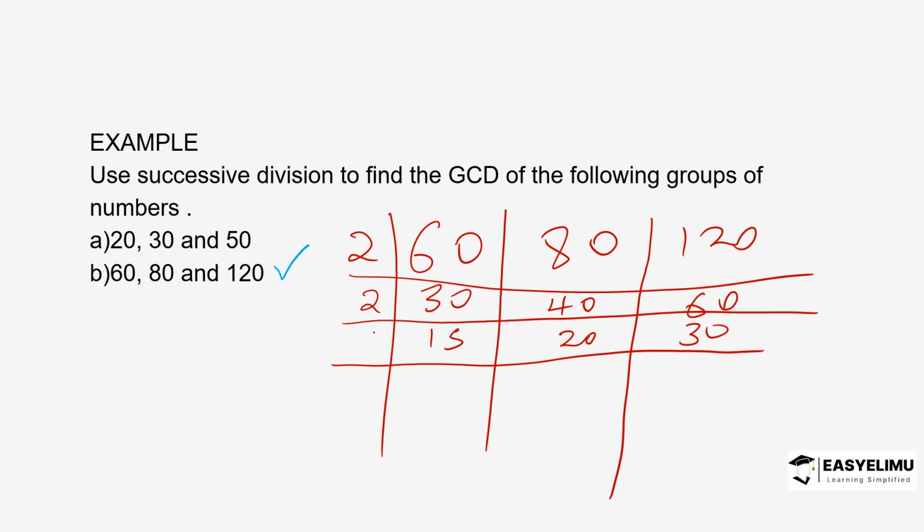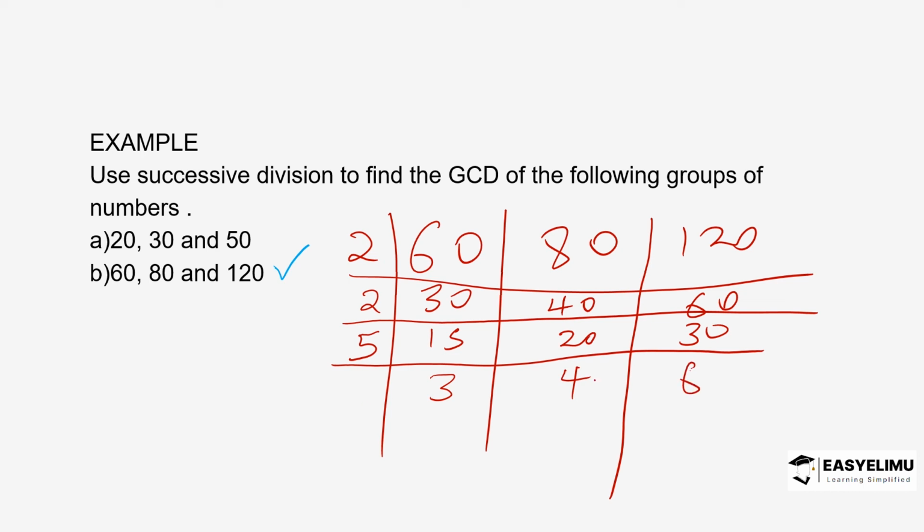So I'll go for 5. Remember, we are only using the prime numbers here. So do not ask why am I not using 4. If 3 is not possible, I'll proceed to 5, because they are all divisible by 5. Remember, a number is divisible by 5 if the last digit is either 0 or 5. So 15 divided by 5 is 3, 20 divided by 5 is 4, and 30 divided by 5 is 6.